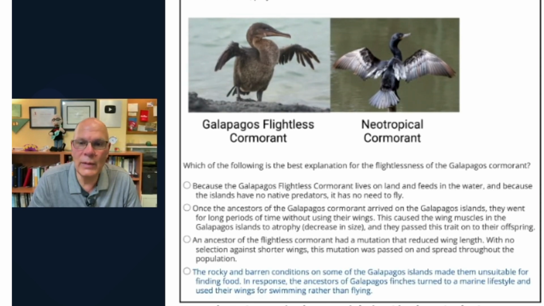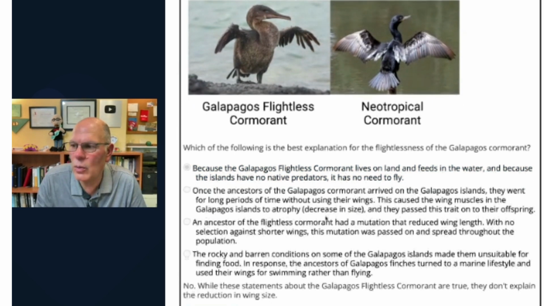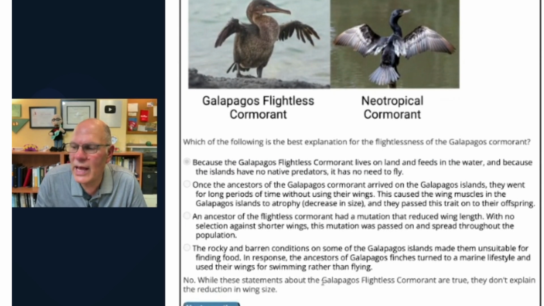What do you got? Anybody? Option 1, let's see. Because the Galapagos flightless cormorant lives on land and feeds in the water, and because the islands have no native predators, it has no need to fly. Okay, no. While these statements about the Galapagos flightless cormorant are true, they don't explain the reduction in wing size. So I'm just going to jump to the end here. The explanation is really more like this.